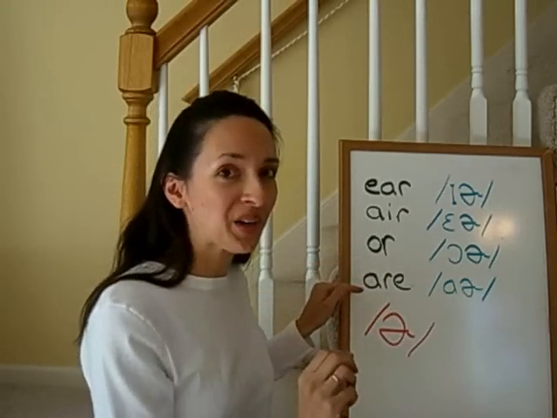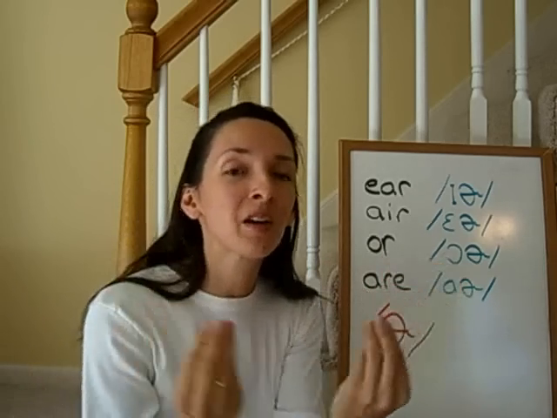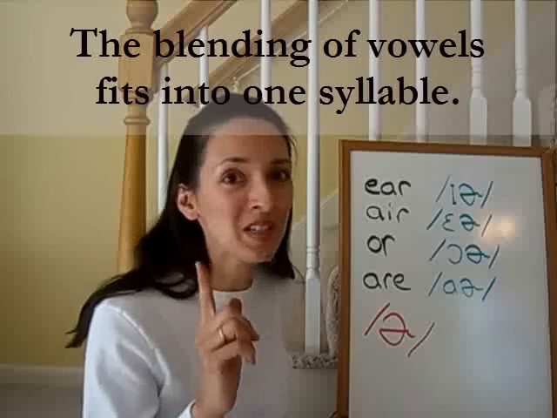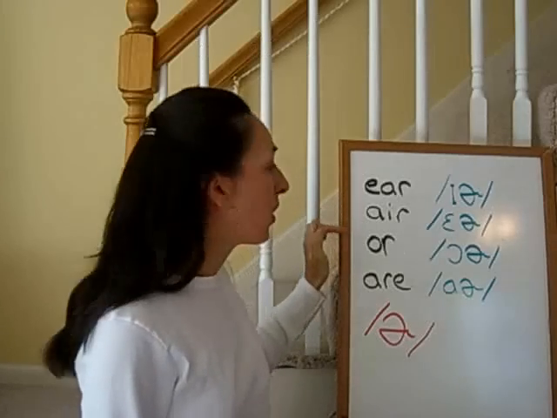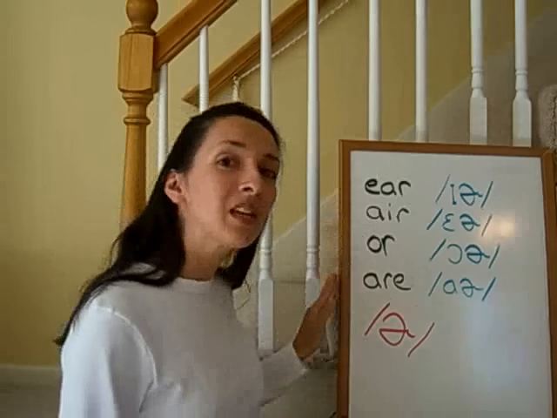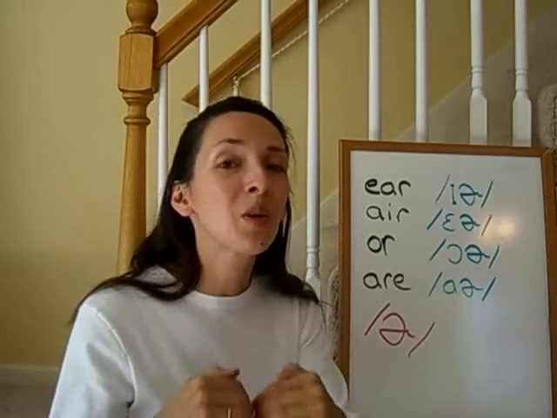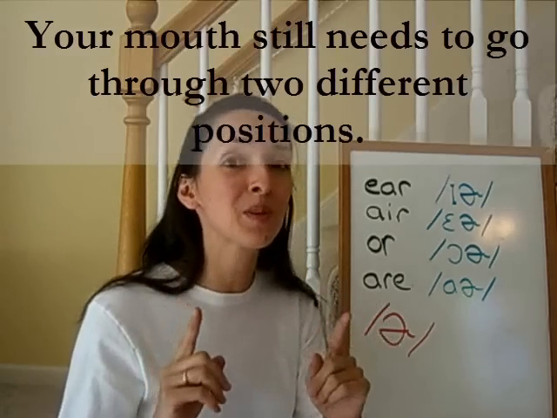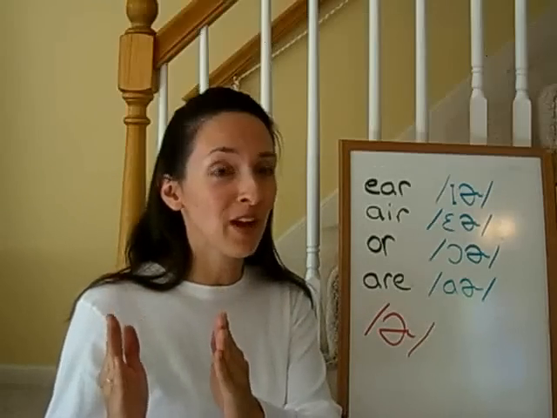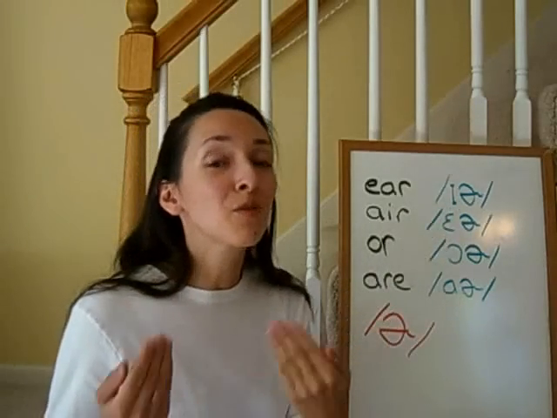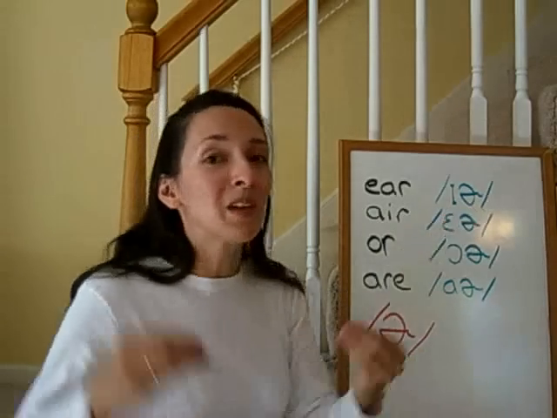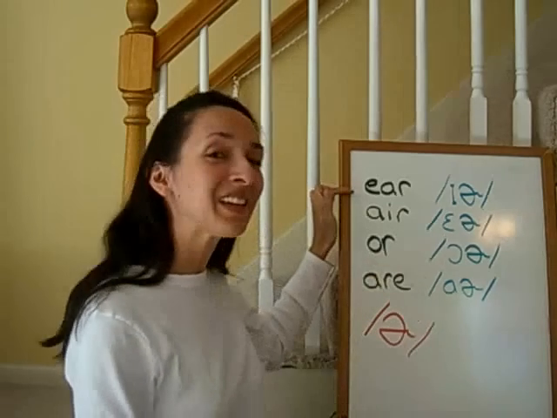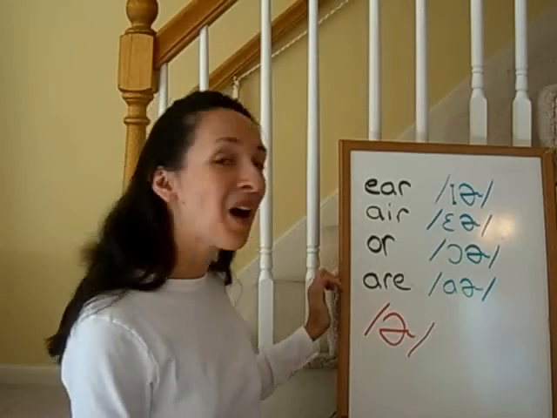Or, R. You actually have two vowel sounds that are gliding and blending into each other to make one vowel sound. These words are one syllable. Ear, air, or, R. So in these words, the vowel sound must fit into one syllable. But what is happening in order to make this vowel sound is that your mouth is taking two different positions: the first position for the first vowel sound, and the second position for the second vowel sound. But you need to make it smooth enough so it becomes one sound and fits in one syllable. Again, ear, air, or, R.